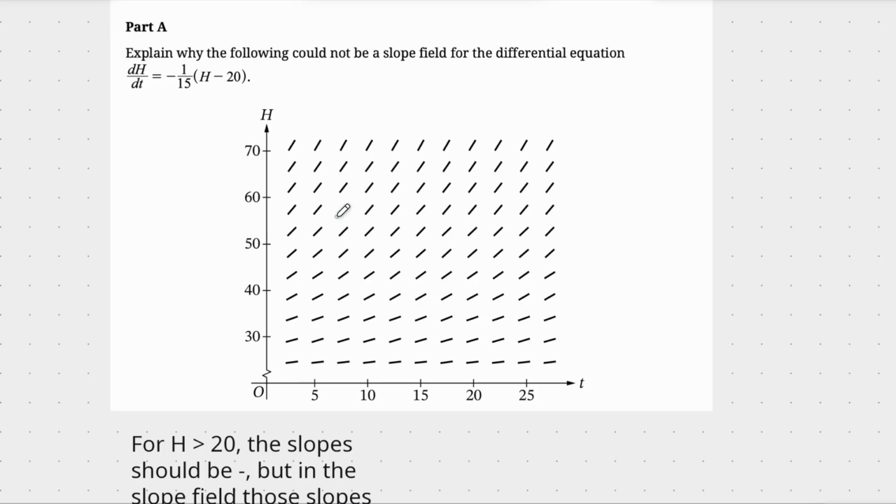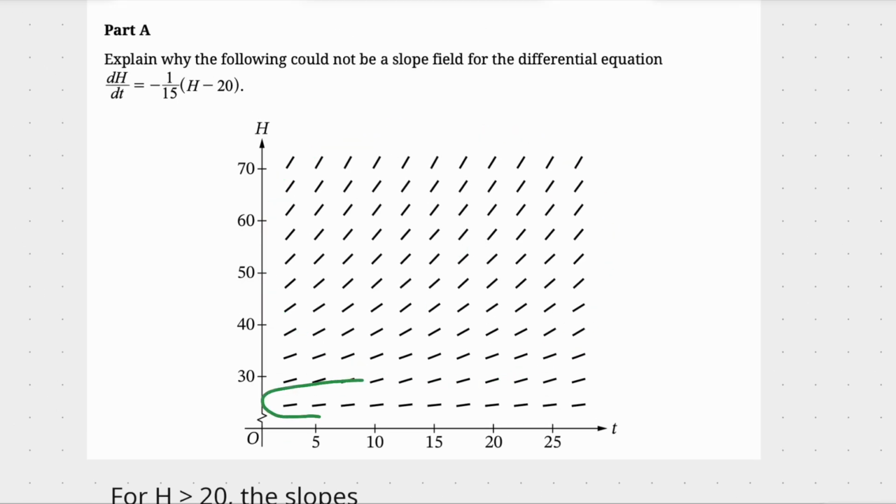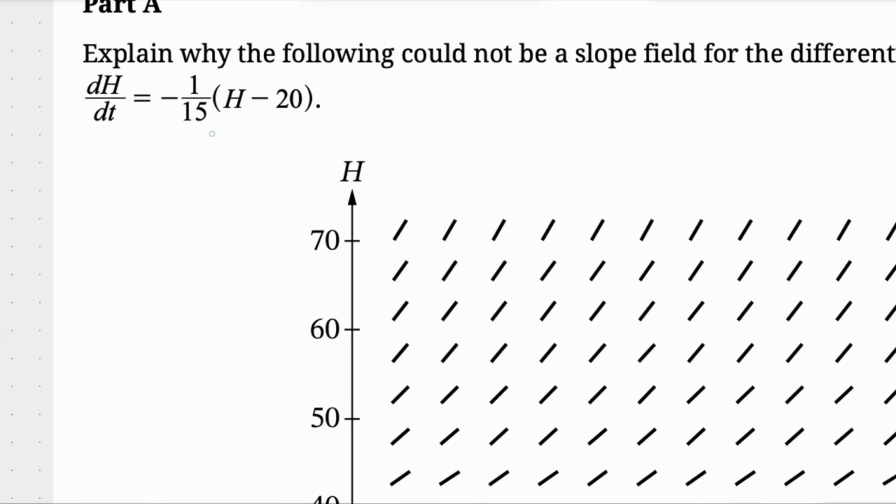Well, the first thing I notice when I look at this slope field is all the lines have positive slope. I mean, these ones are pretty flat, but still, it's positive, right? So should they be positive? Well, this is negative, so as long as h is bigger than 20, then this differential equation should be positive, right? The derivative, the slope, should be positive.